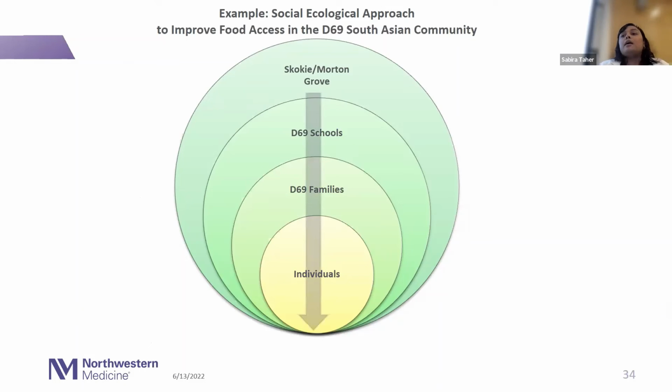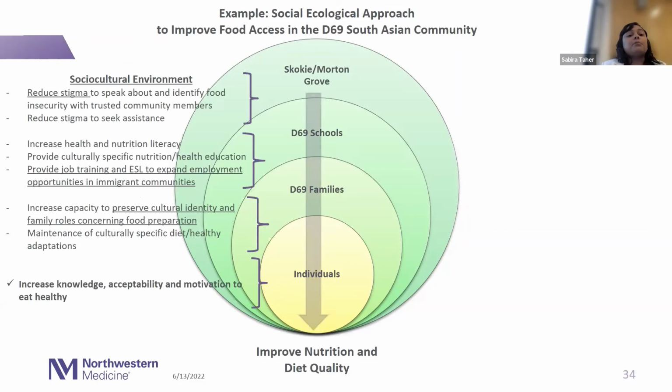Much of what is presented on the slide is what we have discussed with our partners. A lot of the stakeholders brought up some of these ideas. Many of the community members also generated some of these ideas. So essentially, the goal is to improve nutrition and diet quality throughout these levels. And from a sociocultural perspective, reducing the stigma to talk about food insecurity and to seek resources.